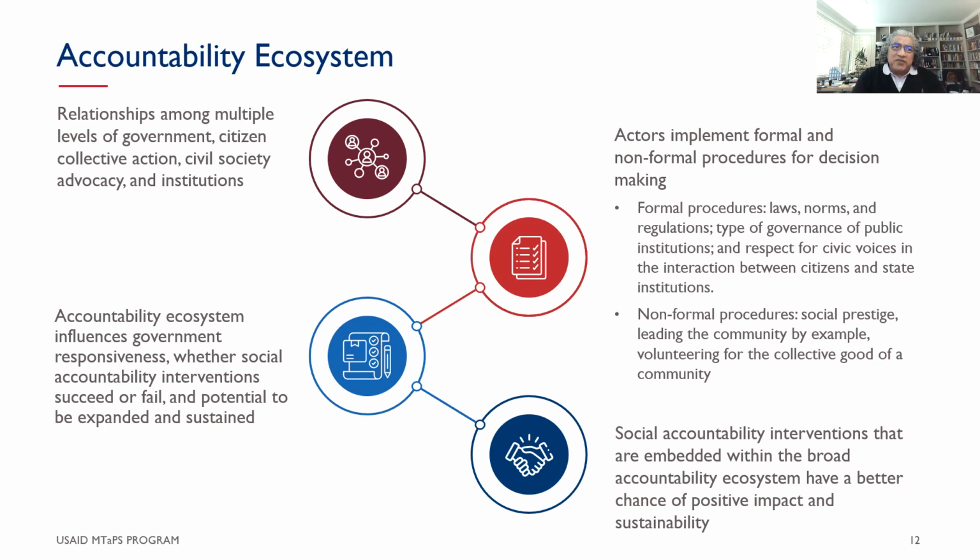Also, it is very important because this accountability ecosystem gives the possibility for any social accountability to become effective, but also to be sustainable and to be able to engage with the bottlenecks at different levels of government. And a social accountability intervention that understands this context and tries to engage with the ecosystem has a higher chance of impact. Next slide, please.